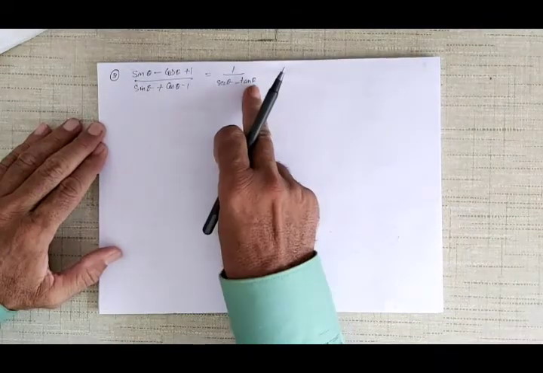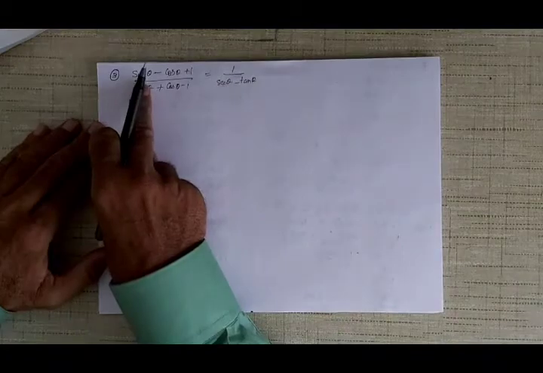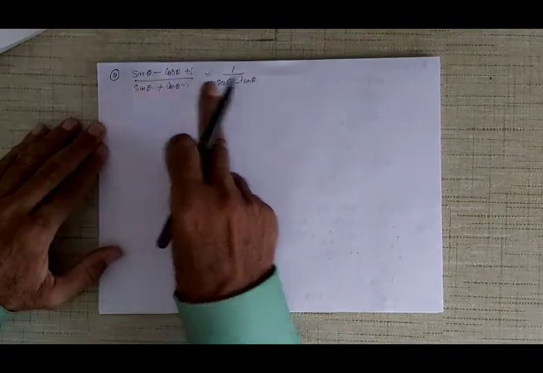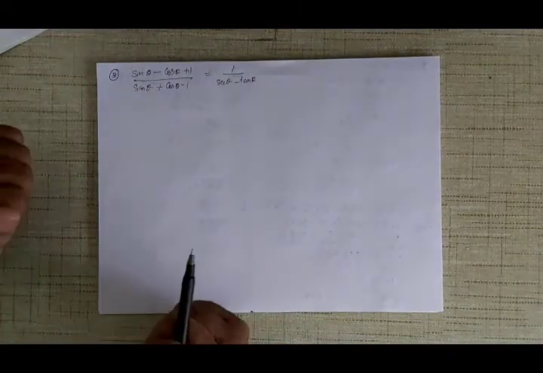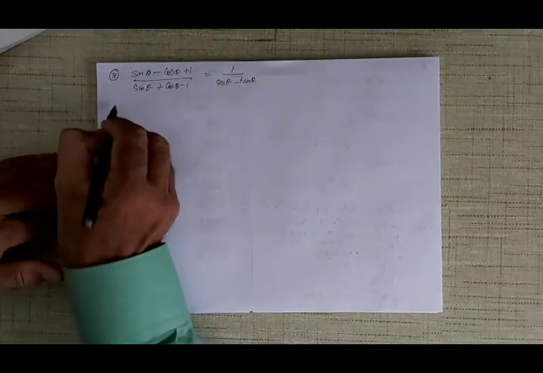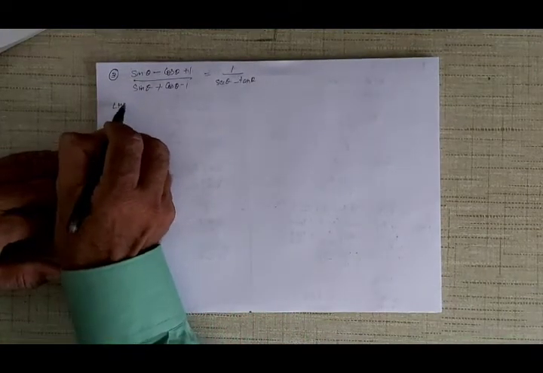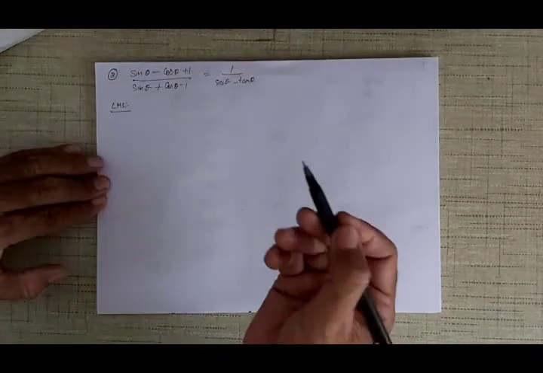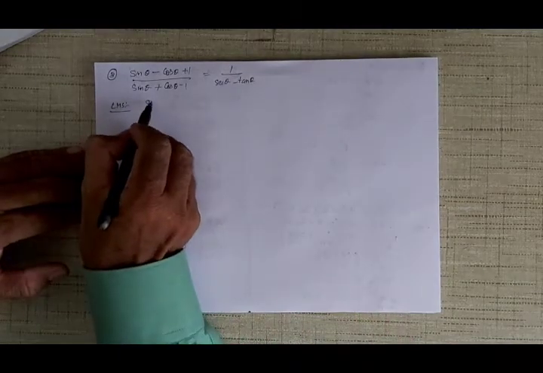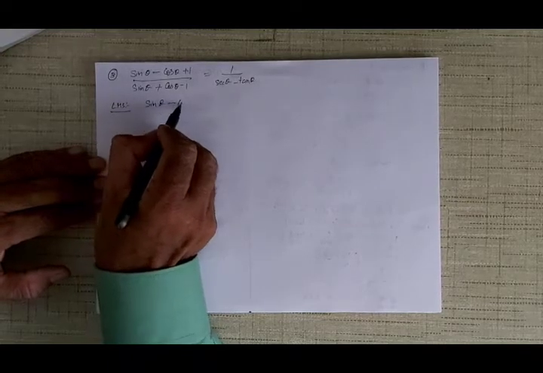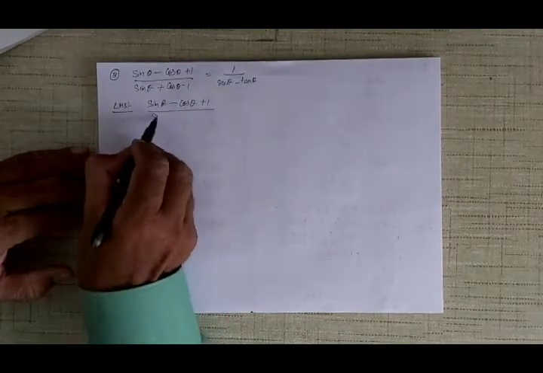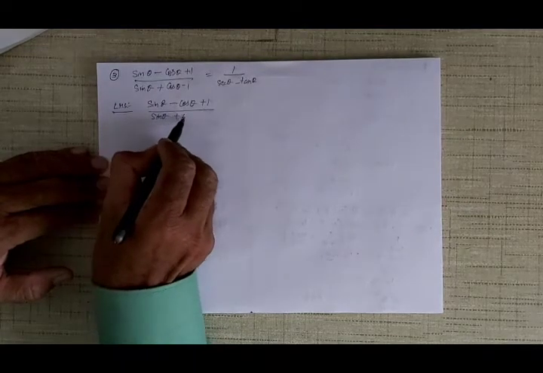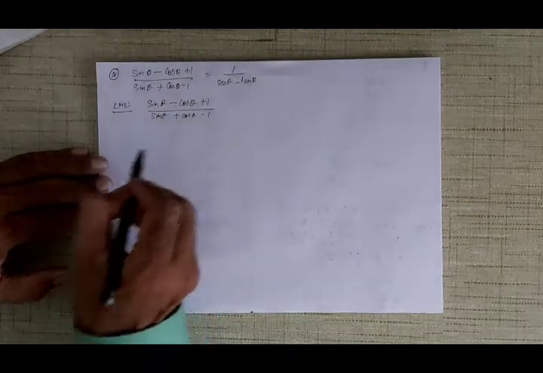Alright, as I said, you can start with left hand side, you can start with right hand side. If you start with right hand side, you have to simplify it and get left hand side. If you start with left hand side, you simplify it and get right hand side. Or you can simplify both and show that they are equal. Okay, there are 3 ways of doing it. I generally prefer to take left hand side. Okay, that is the preferred idea. Now I am taking sin theta minus cos theta plus 1 upon sin theta plus cos theta minus 1.